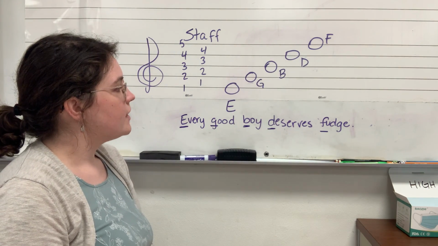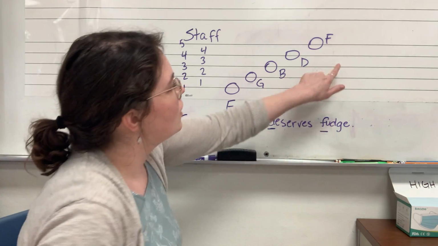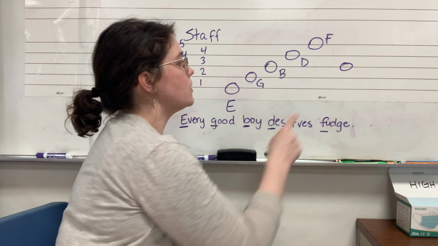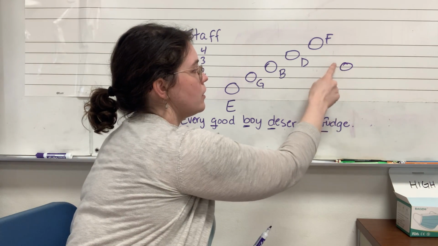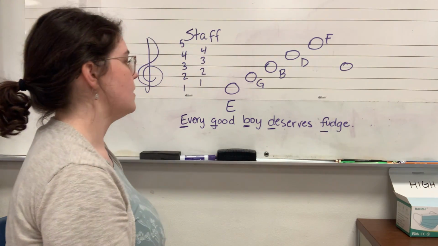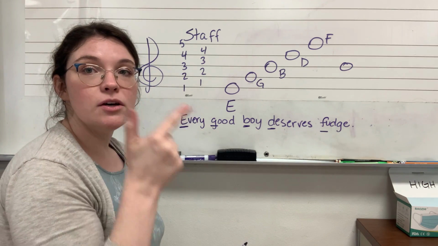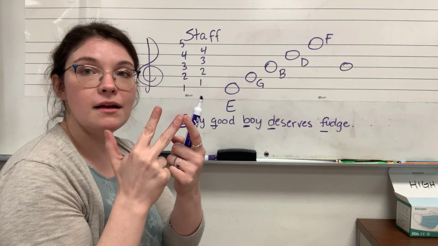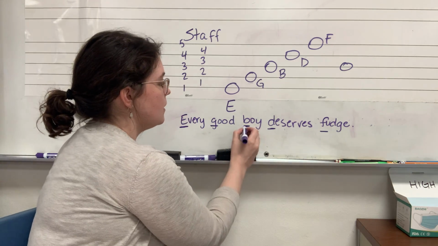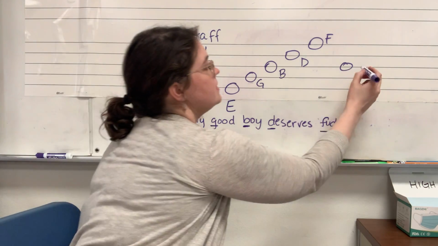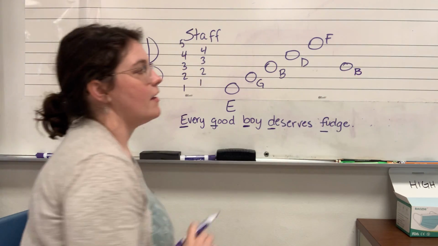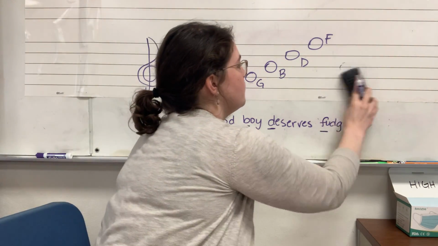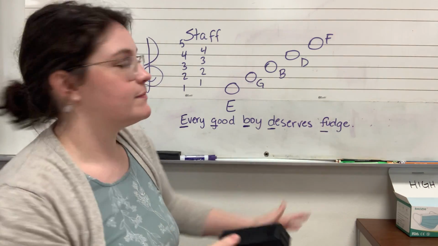So if you were trying to think of what a note is over here, let's see, this note, we'd first count the lines and we go 1, 2, 3. Okay, it's on line 3. And then we'd say every good boy. Boy is our third word, and boy starts with B. So this is a B on that line.